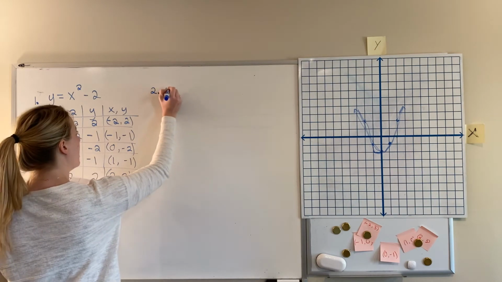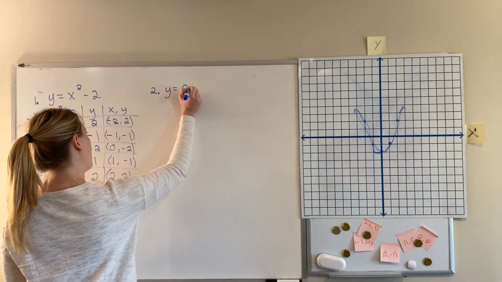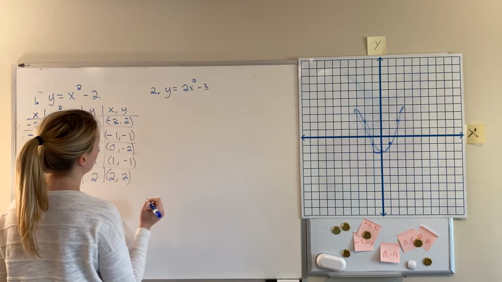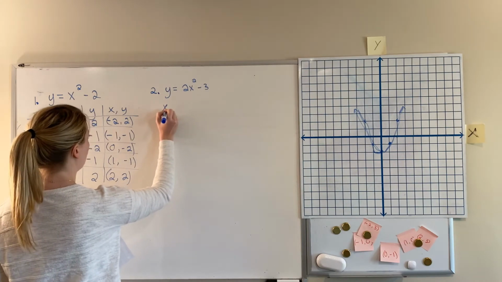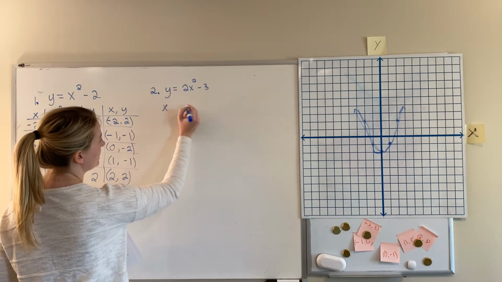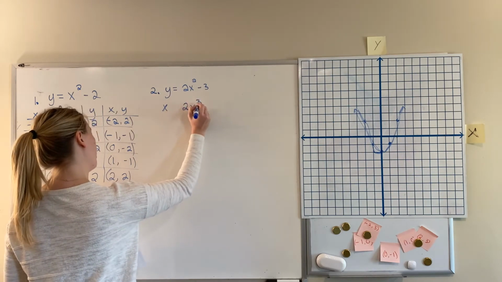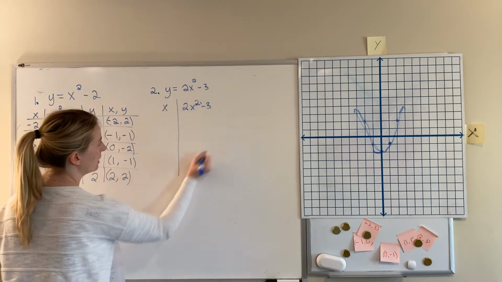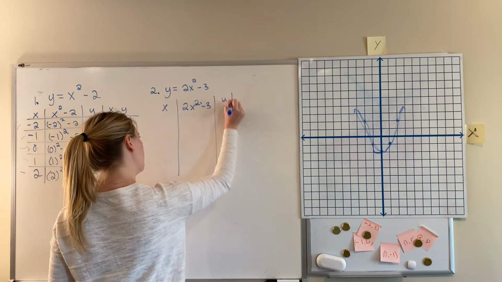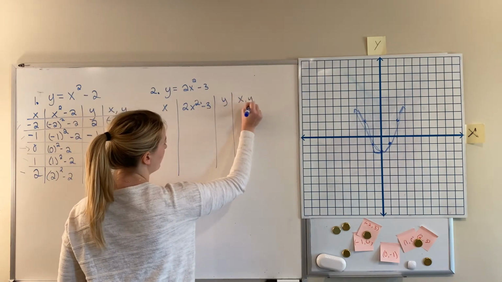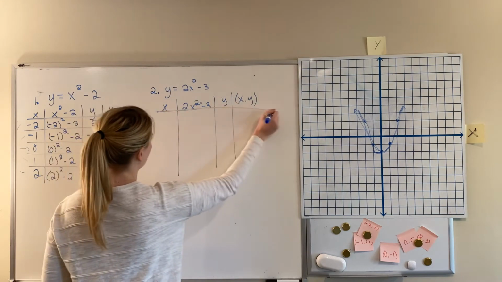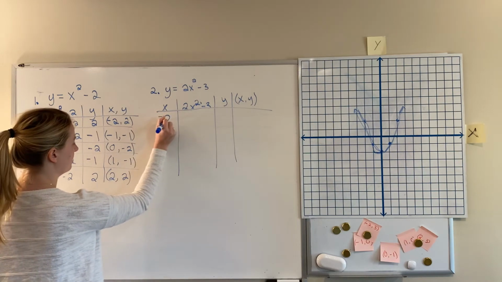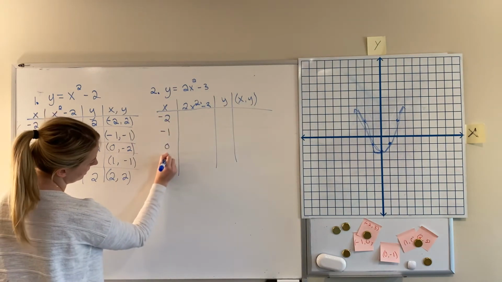Number 2 is y is equal to 2x squared minus 3. So a little bit longer, but we do the same thing. We need our x values, and we know there are going to be 5 of them. What are we plugging x into? 2x squared minus 3. That's going to give us our y value, and then we can put it together for our x and y value. Alright, they give us the same values as before. Negative 2, negative 1, 0, 1, and 2.